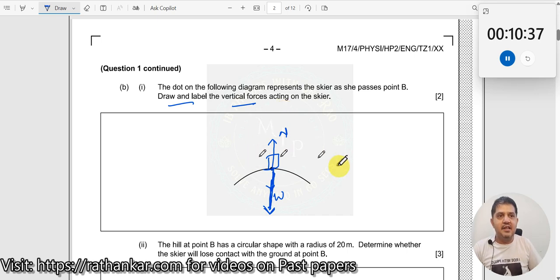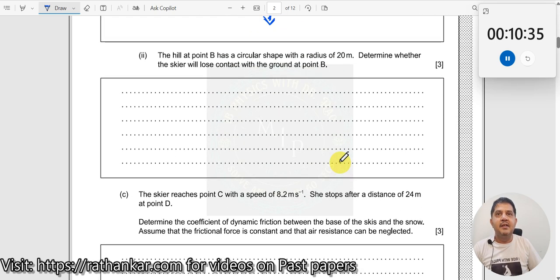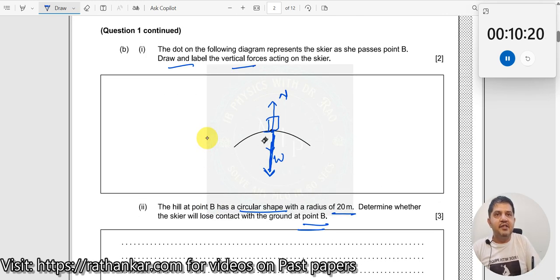Okay, now let us move on to the next one. The hill at point B has a circular shape with a radius of 20 meter. Radius is given over here. The moment you say circular shape, mv square by r will come. Determine whether the skyer will lose contact with the ground at point B. If the speed is so high, there's a possibility that the skyer will lose contact and fly off like this over here, right? Or is it that the person will always keep moving like this?